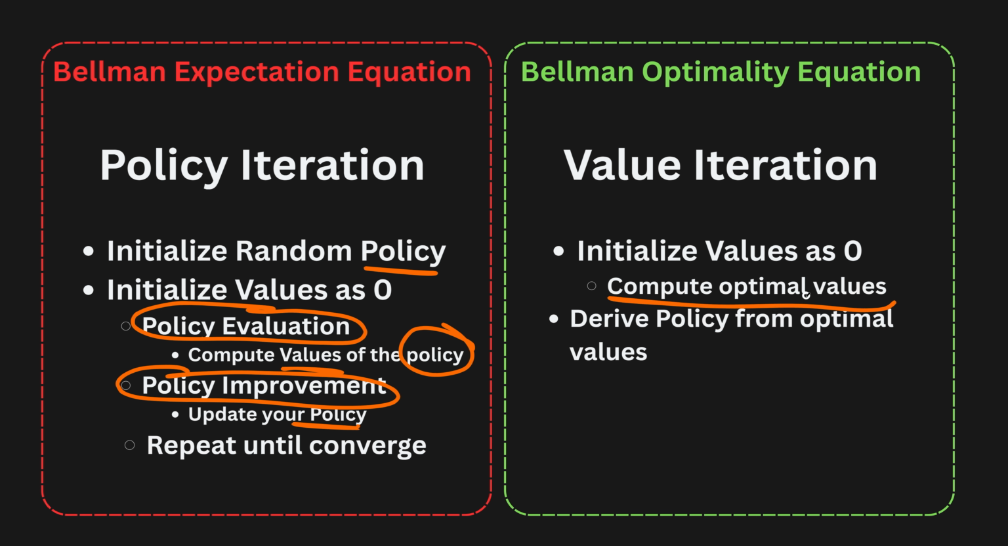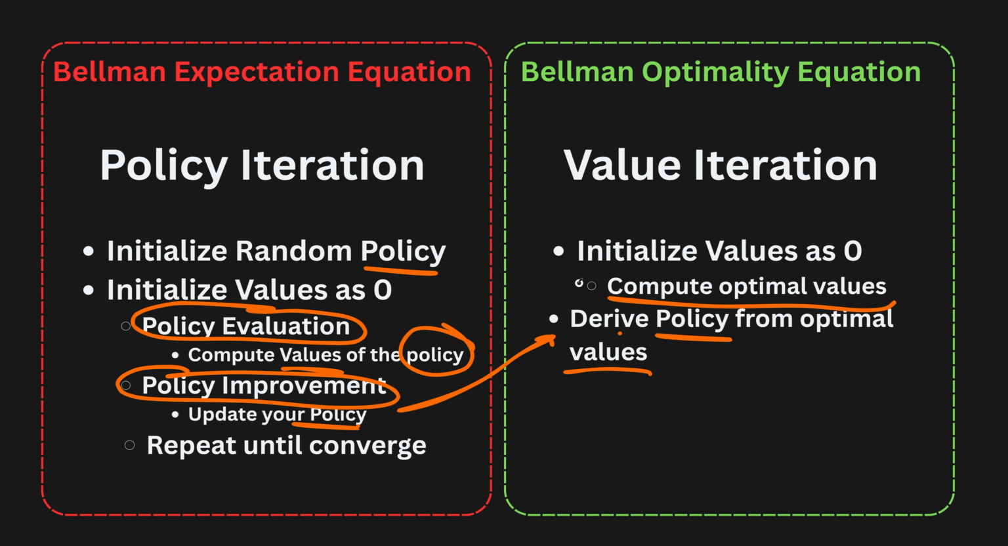Once we have computed the optimal values, then we can go ahead and derive the policy from those values. And deriving the policy from the values is basically the same as policy improvement. In policy improvement, we updated our policy based on the values, right? We picked the best policy based on our estimates of the values, the future rewards I expect to get. And so if that's the case, then we can again use policy improvement to just find the policy from our values.